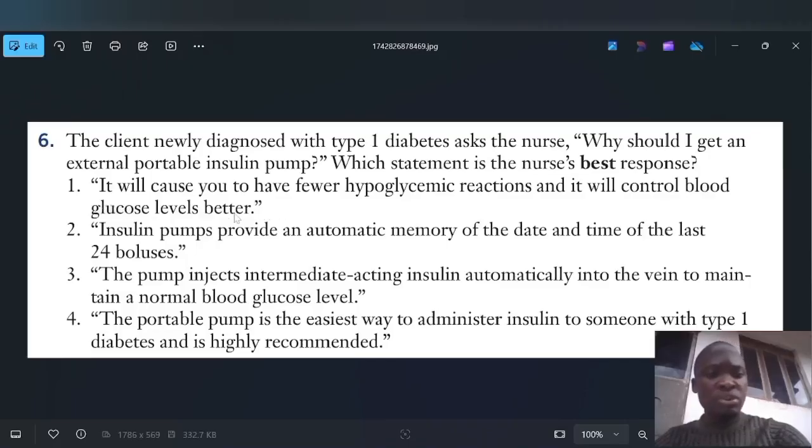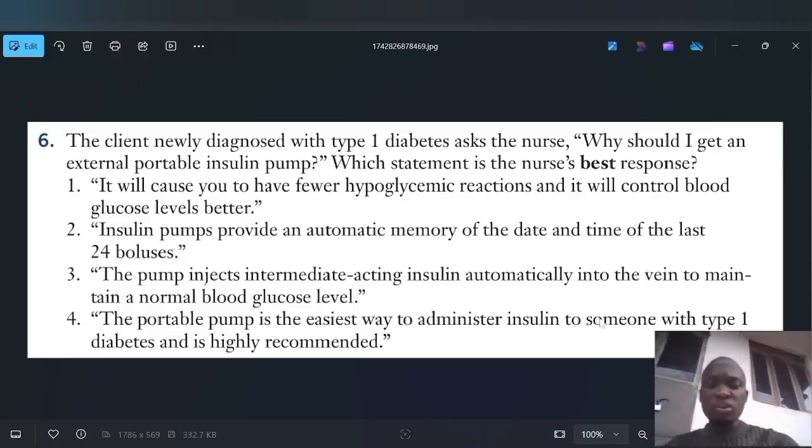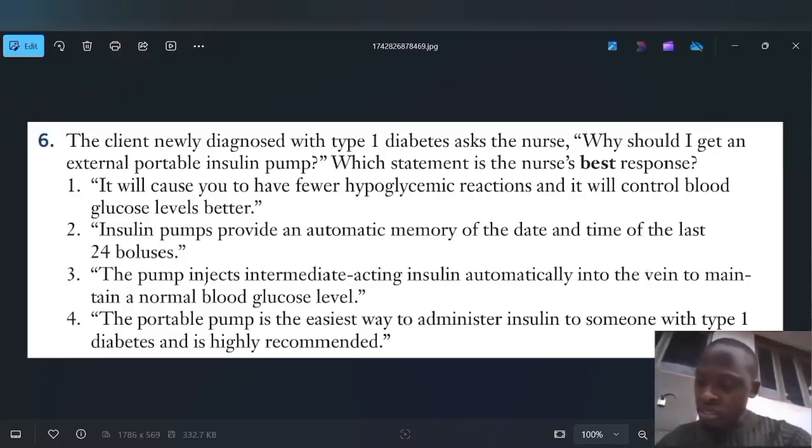Absolutely. Let's first look at the other options. Number 2, insulin pumps provide an automatic memory of the date. No, this is wrong. They don't give an automatic memory of the date. Number 3, the pump injects intermediate acting insulin automatically into the vein. No, it often actually gives what? It often gives a rapid, fast acting insulin, not the intermediate acting.